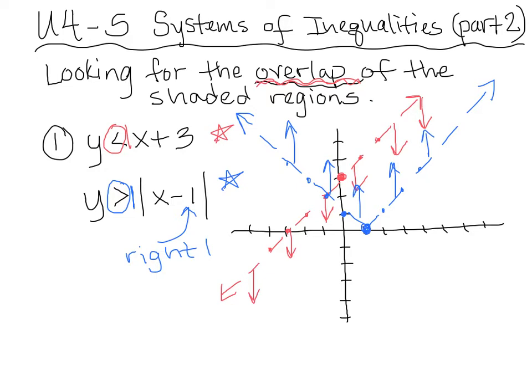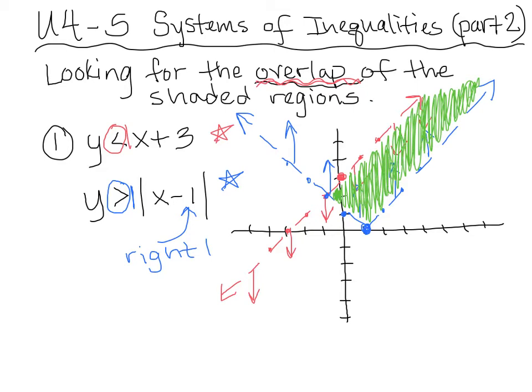And then we look for that overlap, right? And so the overlap is below the red line but above our blue V shape. And that ends up being everything in this space here. And so I do a final shading of that part of the graph, and all of the points within that space are in our solution set. And so that's our final graph representing that solution set. Let's take a look at another example.